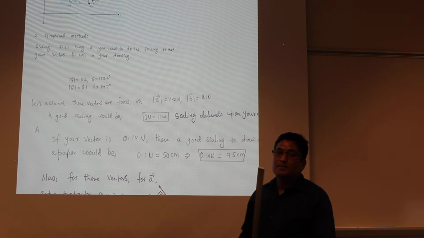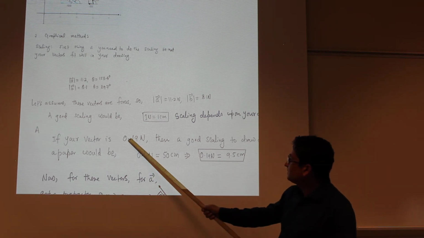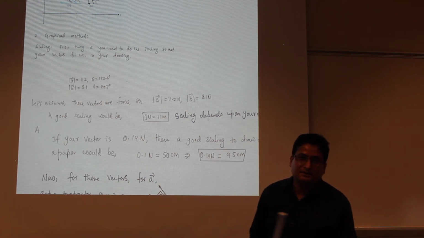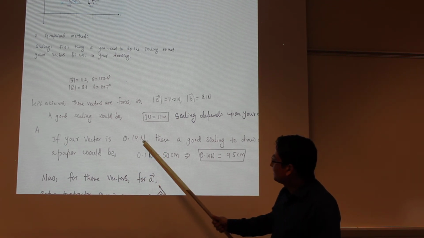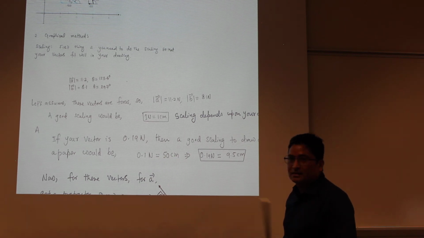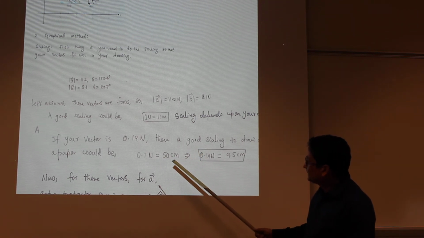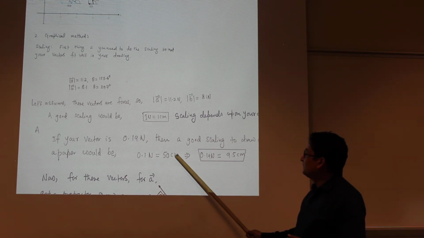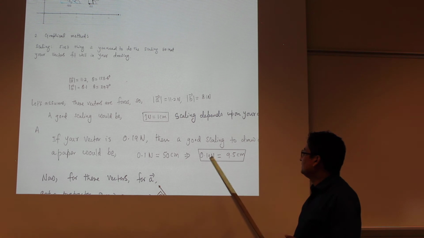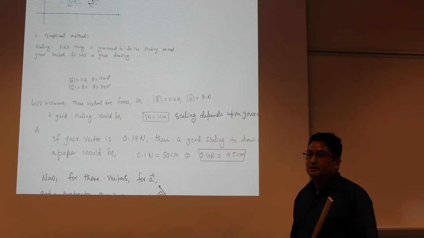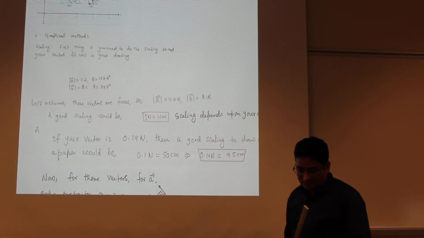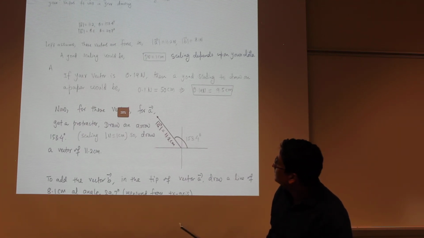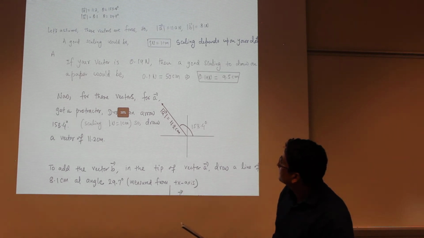But sometimes your number will be very small. For example, if your number is 0.19, you just don't want to draw 0.19 centimeters. It's too small, so you might have to come up with a scale that fits better on the page, such as 0.1 newton should be 50 centimeters. Or you can come up with any scale that you think is better for your drawing.